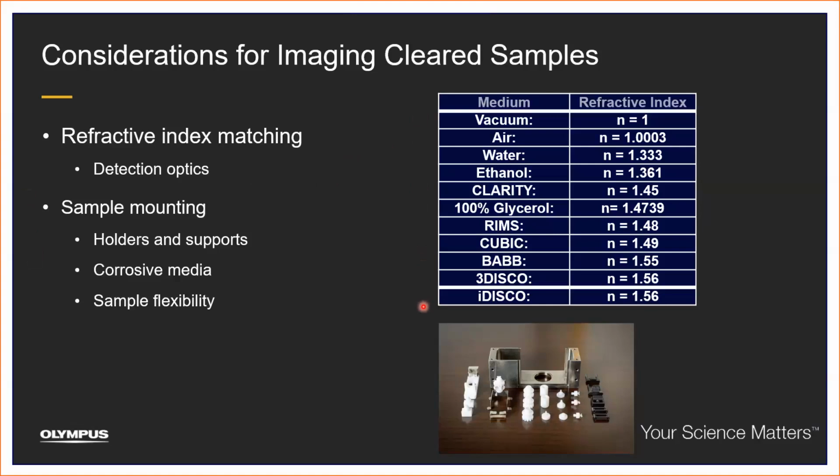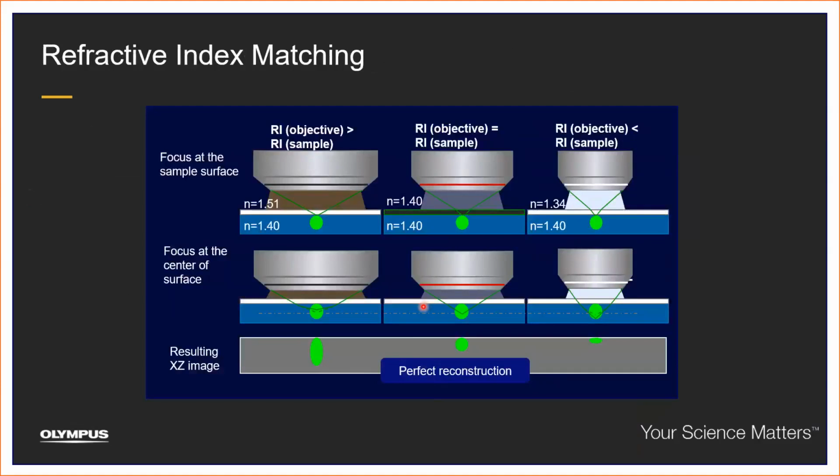Now, in the next diagram, you will see that when the refractive index of an objective is higher than the refractive index of the sample, the PSF of the resulting image in XZ will appear to be elongated. On the other hand, when the refractive index of the objective is less than the refractive index of the sample, then the resulting image will appear abnormally flatter. Perfect reconstruction is only achieved when the refractive index of the objective perfectly matches the refractive index of the sample. Therefore, it is essential to use detection optics that perfectly match the refractive index of the sample and the media that it was cleared in.